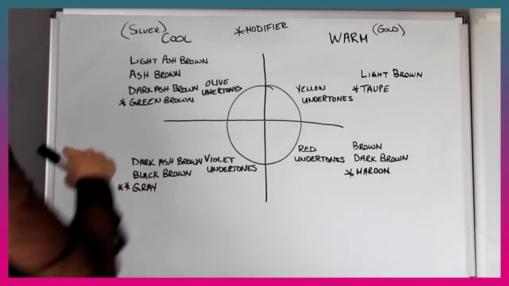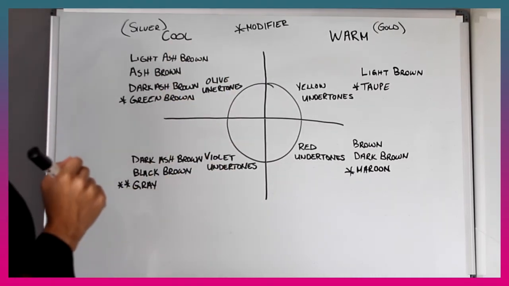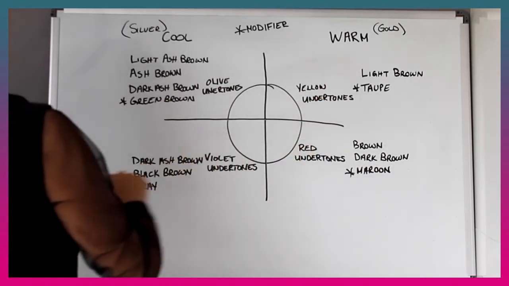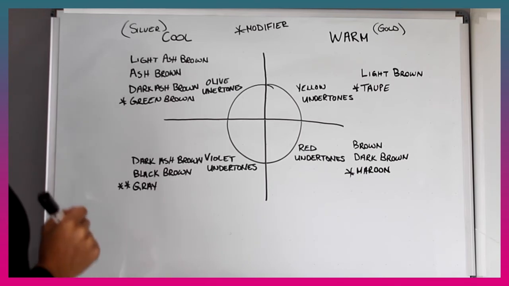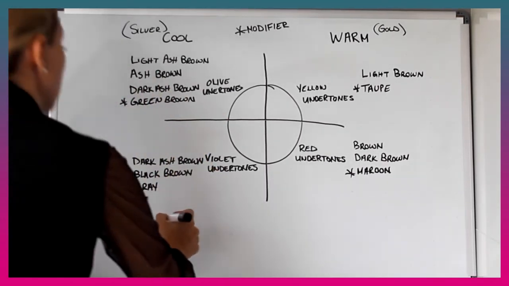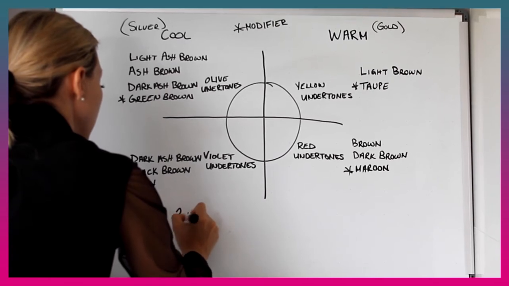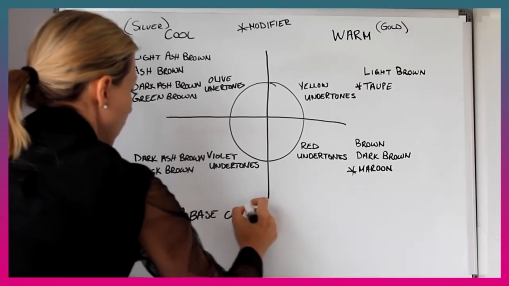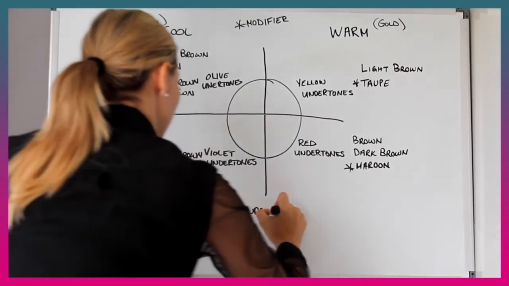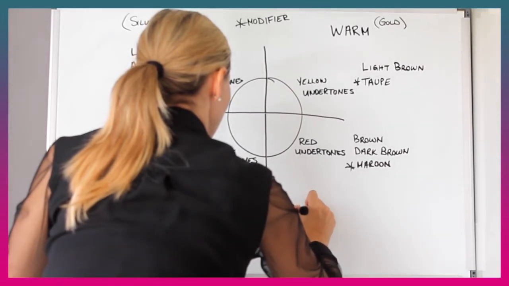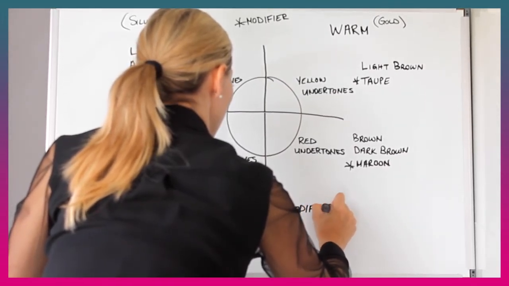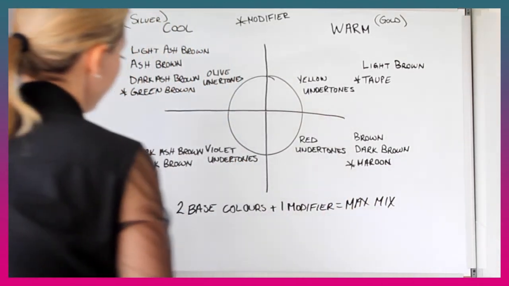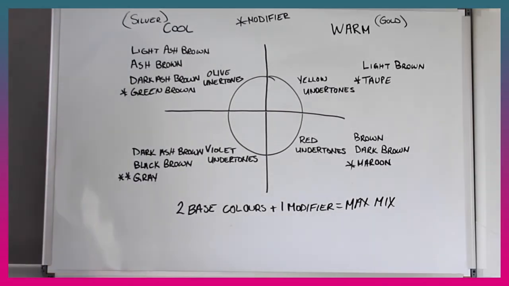Let's talk about mixing now, because we can also modify these colors and create custom blends for our clients. So everything that doesn't have an asterisk is called a base color. You can mix 2 base colors plus 1 modifier. Equals your maximum mixture. So you could never mix 3 base colors.